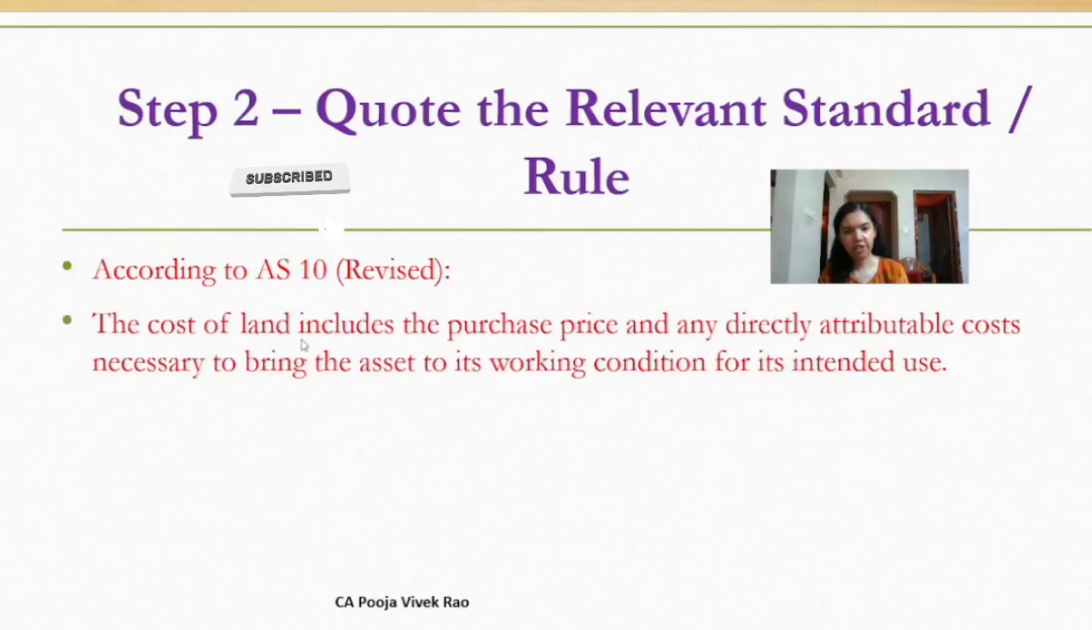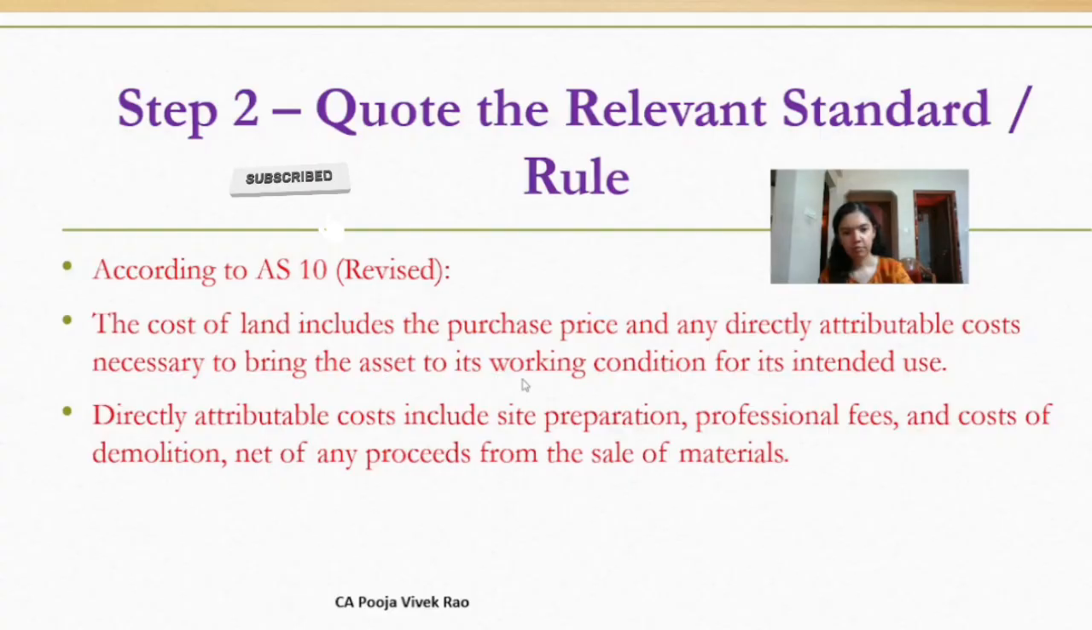So the cost of land which can be capitalized includes purchase price plus the costs that are directly attributable to bring the asset to its working condition for its intended use. So directly attributable cost, what does this mean? As per this AS 10, directly attributable cost includes site preparation, professional fees and cost of demolition, net of any proceeds from the sale of materials.